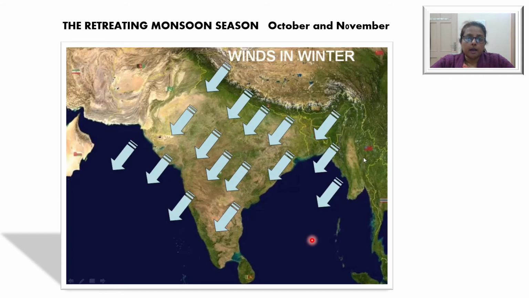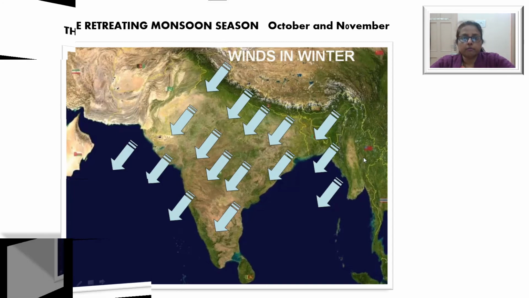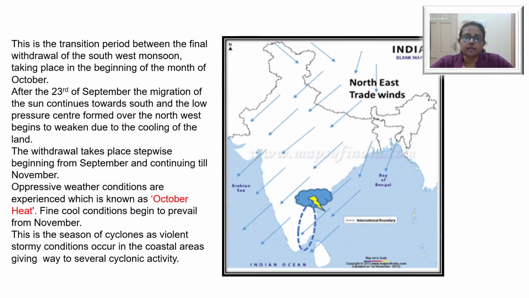leads to the occurrence of a low pressure on the seas and a high pressure above the land. During this time, very oppressive weather conditions occur, which we call the October heat. Fine cool conditions begin to prevail from November.